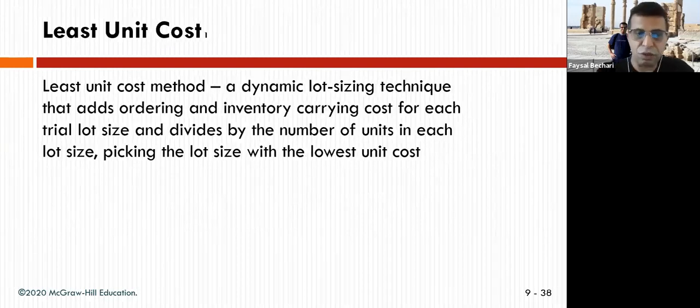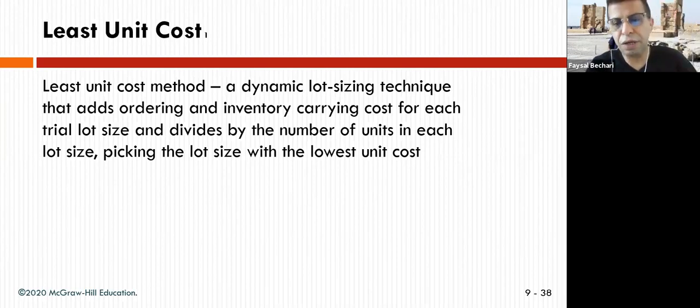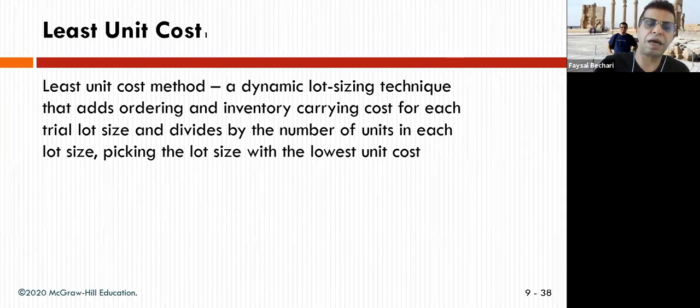Now, the least unit cost method is a dynamic lot sizing technique that adds ordering and inventory carrying costs for each trial lot size and divides by the number of units, picking the lot size with the lowest unit cost. So basically, what I'm trying to tell you here, first of all, we're not going to go deeper than this because there are so many calculations and it's very confusing.